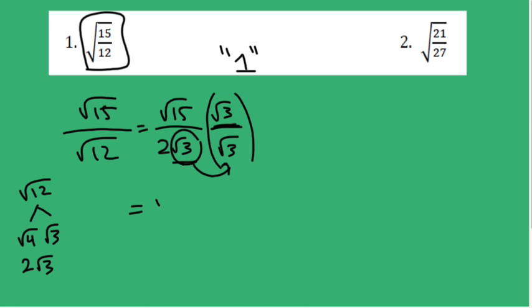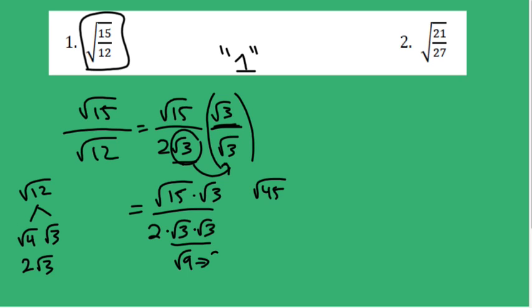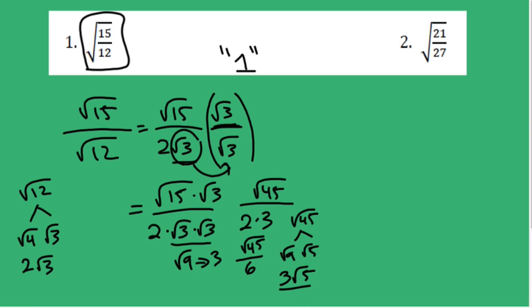Because watch what's going to happen. On the top, I'm going to multiply square root of 15 times square root of 3. That'll give me the square root of 45. All right. Then on the bottom, I'm going to have 2 times square root of 3 times square root of 3. Well, these two together are the square root of 9, which is just 3. So this becomes 2 times 3, which is 6. So I've got the square root of 45 over 6. Now, not done, because the square root of 45 can be split apart into square root of 9, square root of 5. So what I get is 3 square root of 5 over 6.